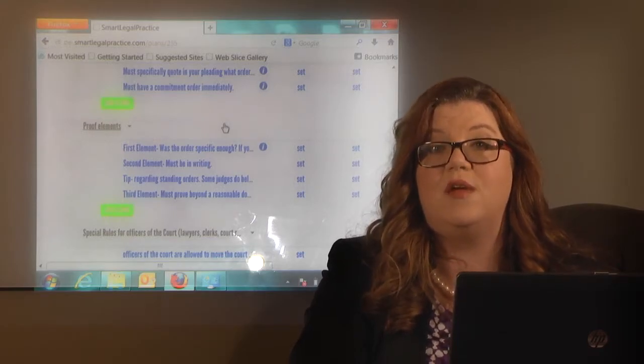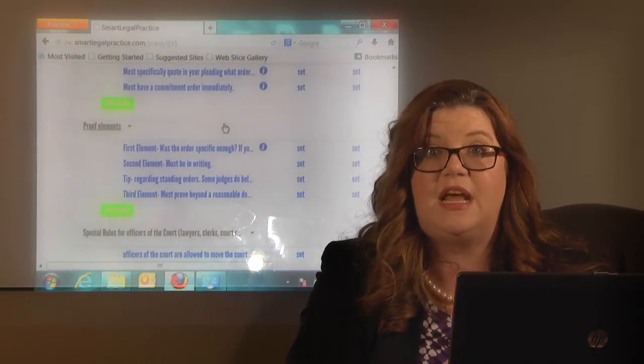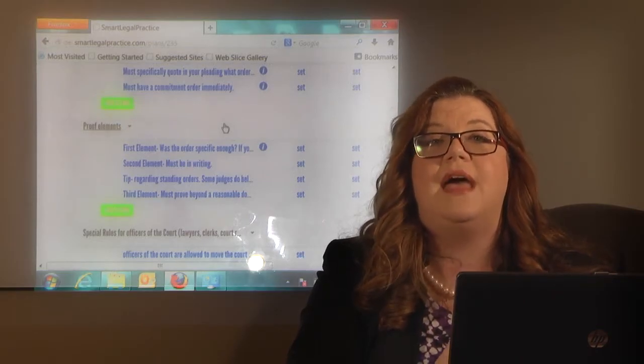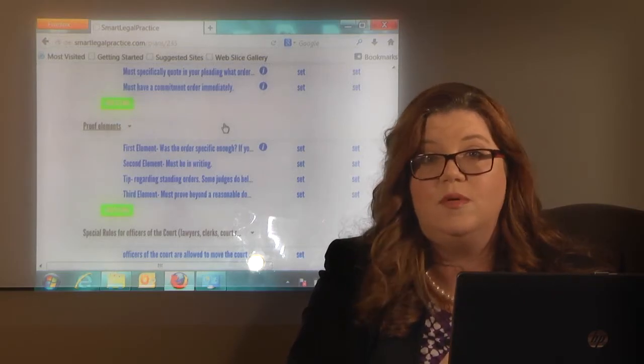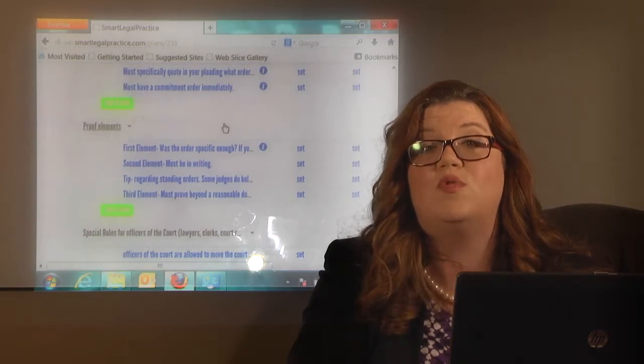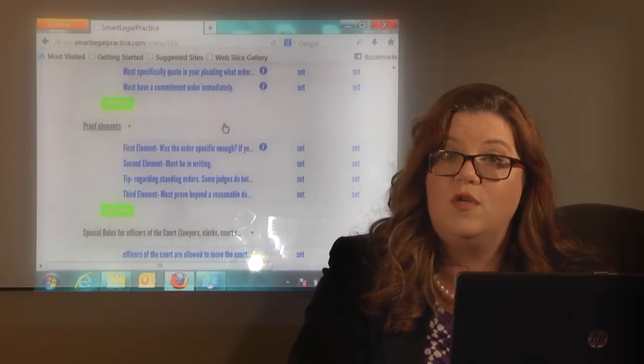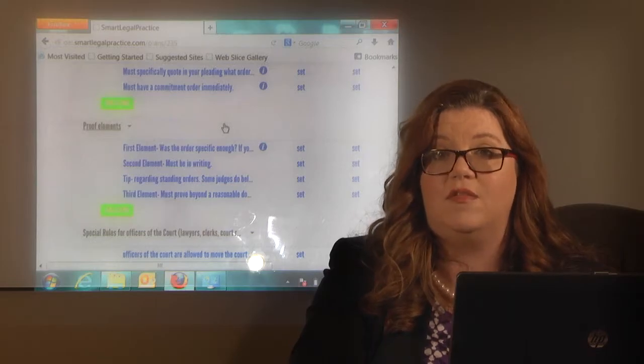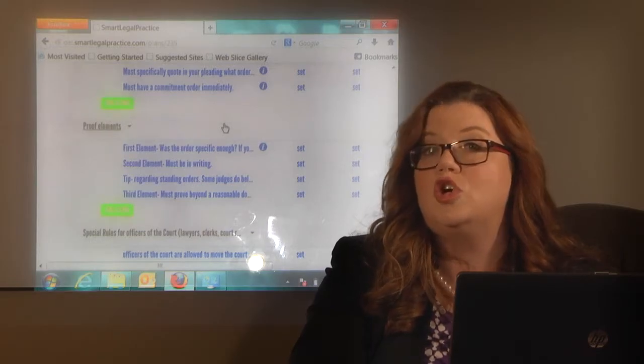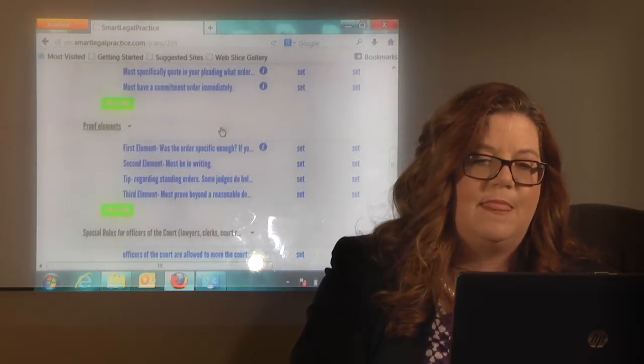So you're going to say, we believe it's specific enough and it was crystal clear that Joe Bob or Sue was supposed to pay their child support on April 1st. But court, if you don't think it's specific enough, please clarify it. So that would be your alternative relief, so to speak.